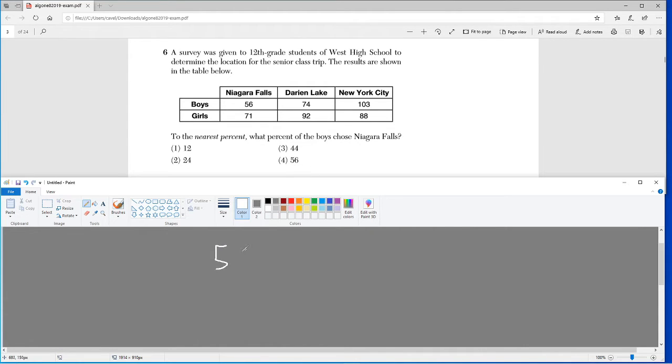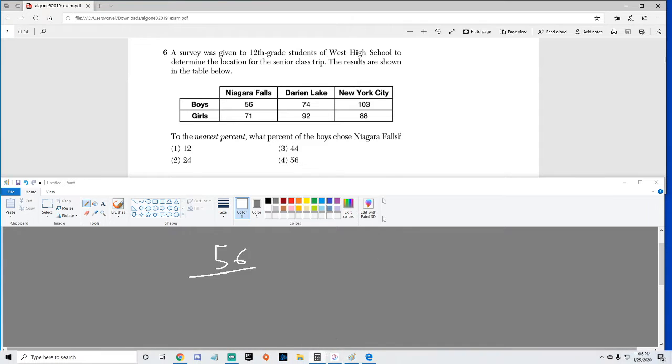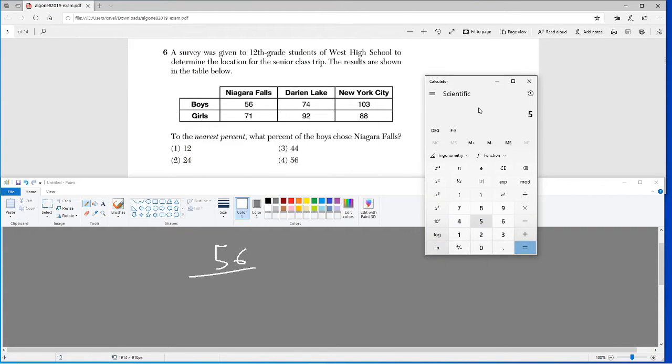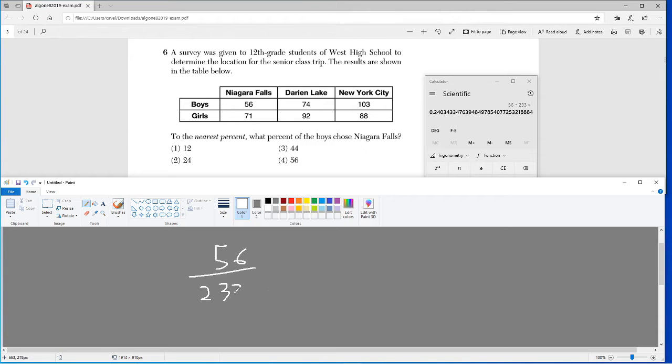So we have 56 over 56 plus 74 plus 103. So 56 plus 74 is, I believe, 130. 130 plus 103 is 233. So let's pull up a calculator here. 233, yep. So I have 56 over 233, so you have 0.24. To the nearest percent, it's going to be 24%, okay? 24%. Okay.